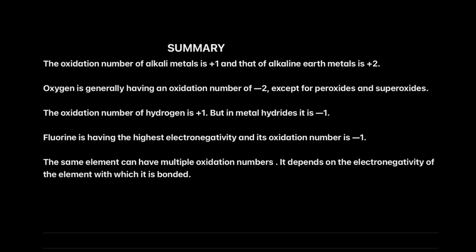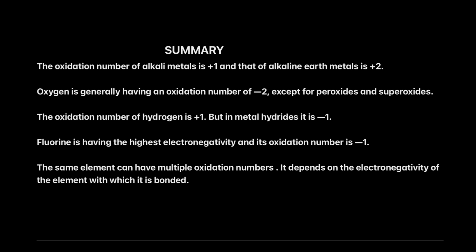The 3 halogens, chlorine, bromine, and iodine, are less electronegative than fluorine. When these 3 combine with a more electronegative element like oxygen, they show positive oxidation numbers. In general, the same element can have either a fixed or multiple oxidation numbers. The sign of it is determined by the electronegativity of the element with which it is bonded.